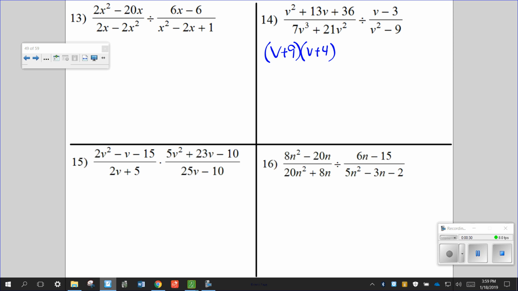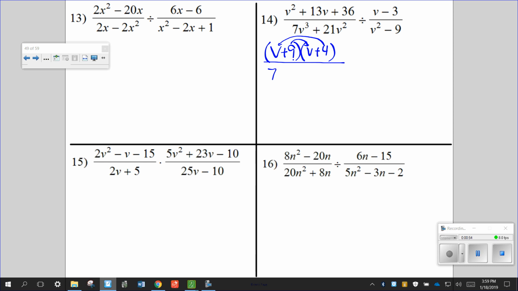Okay, so to check yourself on this, you look: 9 times 4, is that 36? Yes. And then we'll have a 9v from here, 9 times v, and then plus 4 times v is equal to 13v. So we know that we factored it correctly. And then in the denominator, we have a greatest common factor we can take out. They're both divisible by 7.